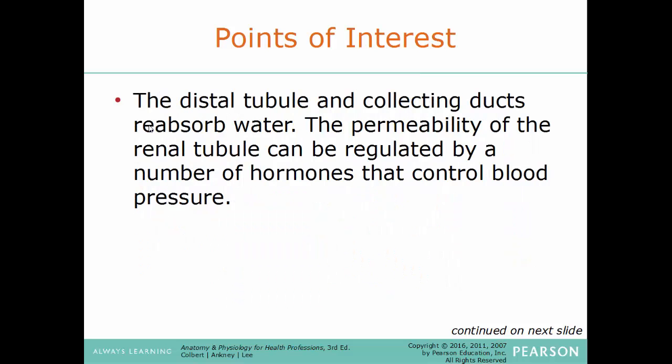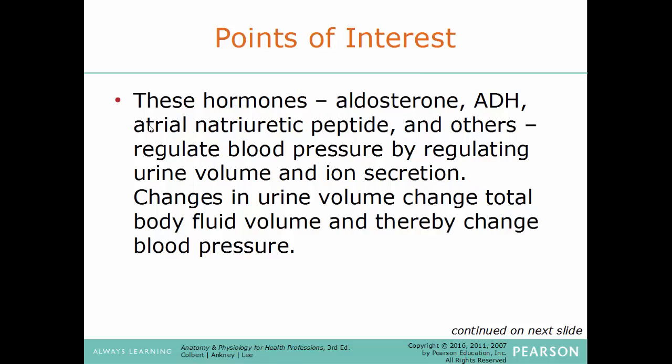The distal tubule and the collecting ducts will reabsorb water, and the permeability of the renal tubule can be regulated by a number of hormones that help to control blood pressure. These hormones, including aldosterone, ADH, ANP, among others, regulate blood pressure by regulating the urine volume and the ion secretion. Now, changes in urine volume change total body fluid volume and thereby change blood pressure.